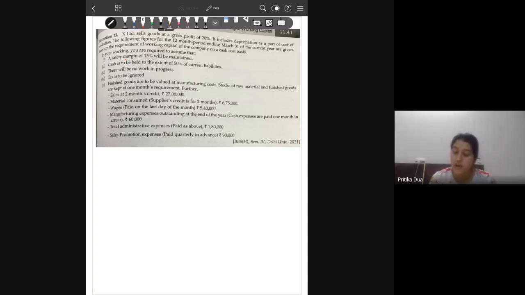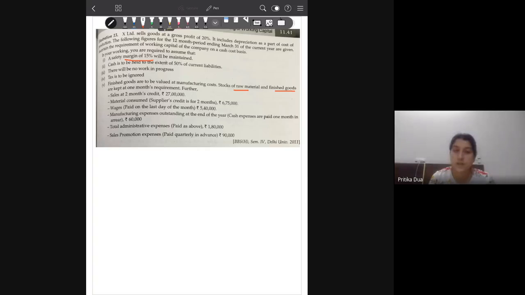Finished goods are to be valued at manufacturing cost. The raw material and finished goods are at 1 month requirement. Sales at 2 months credit. So which means debtors are being given 2 months to pay back the amount of credit sales. Then material consumed, this is on yearly basis. Suppliers credit is for 2 months. So creditors are giving you a time period of 2 months to make the payment.